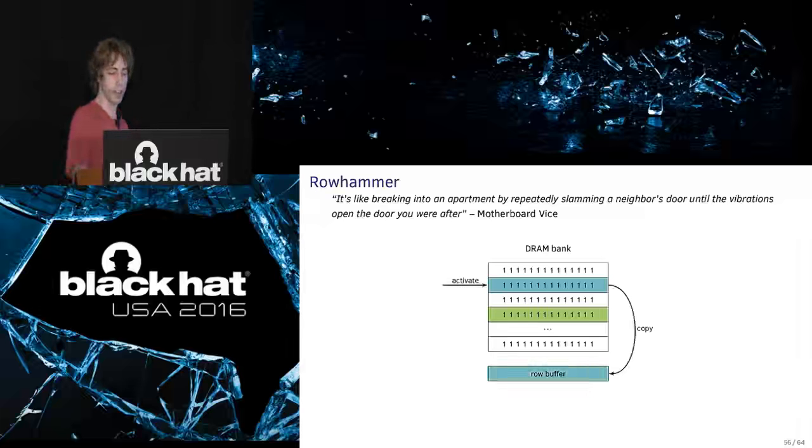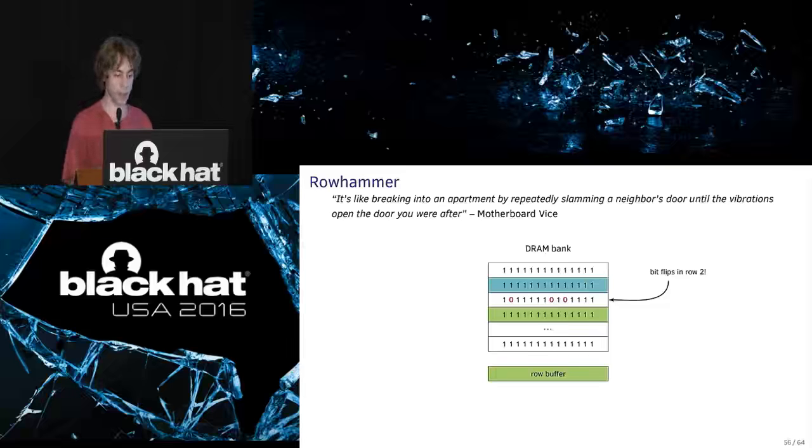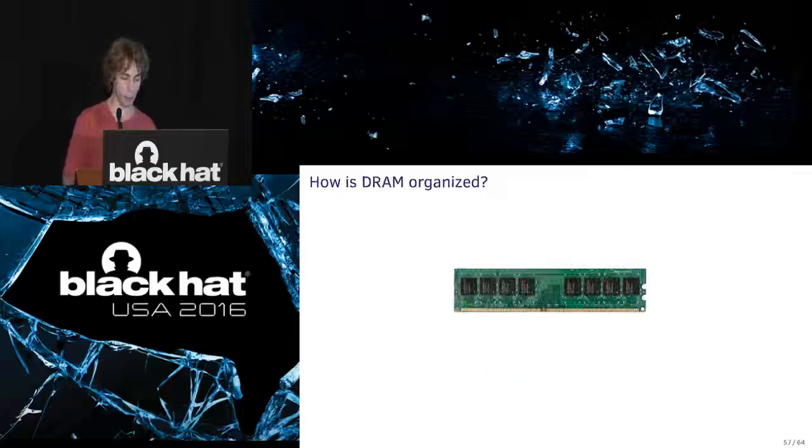So it works pretty much like this. You activate one row, and then you activate another row, and they are always copied to the row buffer. And if you do that at a high frequency and often enough, you will see bit flips in the row between those two rows that you actually access. Now, to actually do this, you need to know which memory locations, which physical addresses, map to these two rows. And therefore, we need to know how the DRAM is organized.